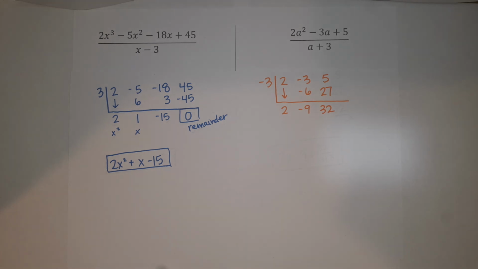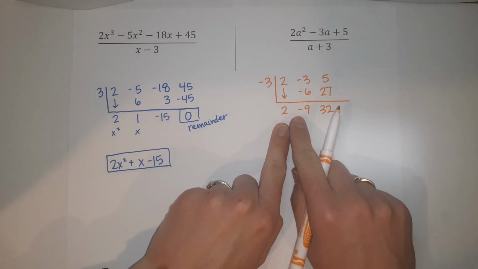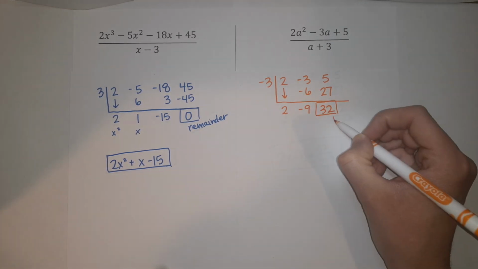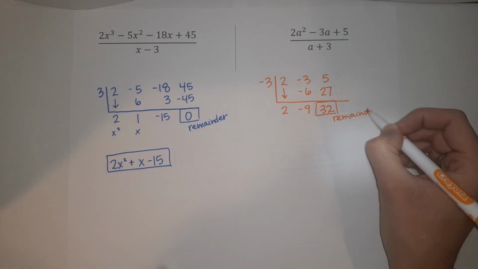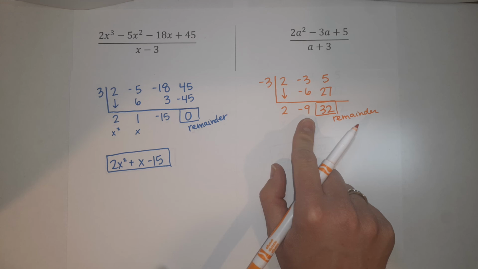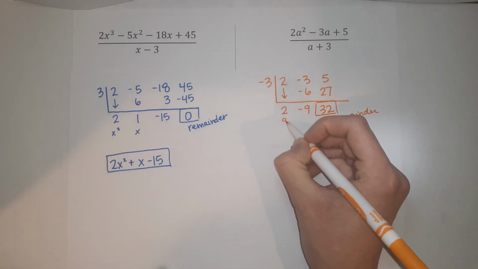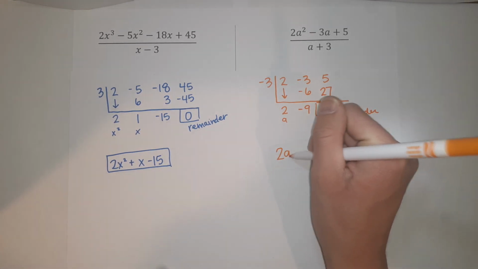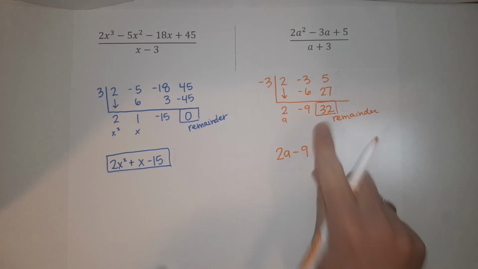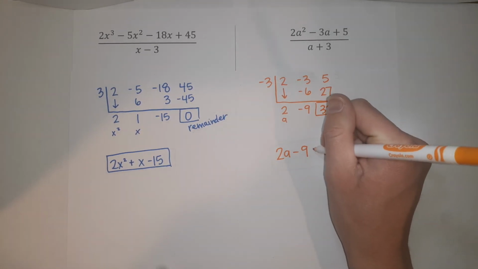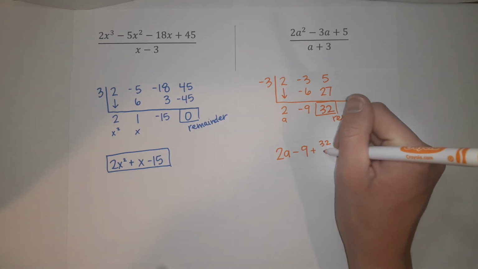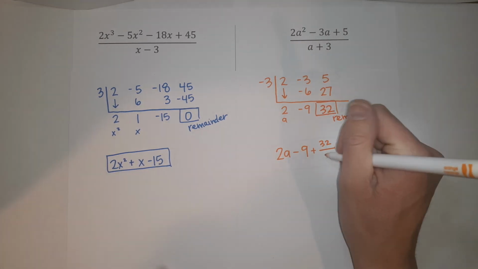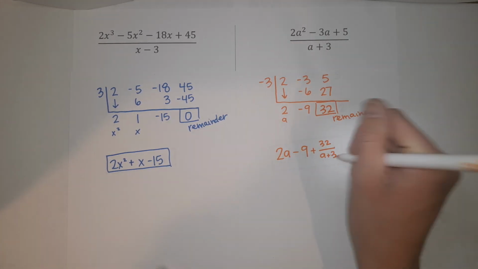You might be tempted to do like, oh, 2a squared minus 9a plus 32. But remember, this is my remainder. That is my remainder. So this is my number at the end, and this is my, in this case, a. So we are going to have 2a minus 9, and then my remainder. The way we write our remainder is plus 32 over whatever our denominator is. So a plus 3 in this case. And that's your answer.